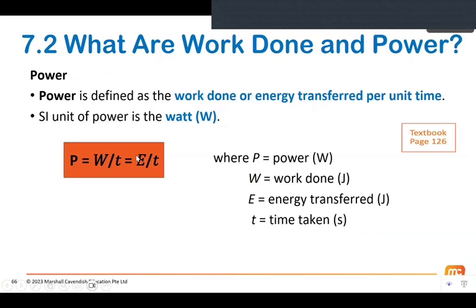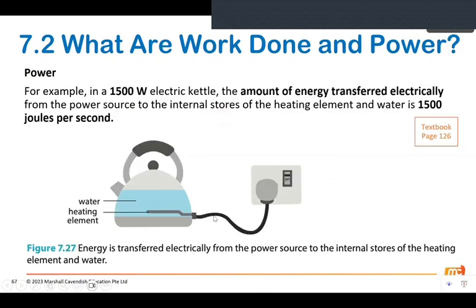So the formula is like this, but usually I don't remember the formula in this way. I usually remember it by the triangle format, whereby I have power equals energy over time. So I go by EPT. The formula EPT is a triangle. So next, an example of what power means.